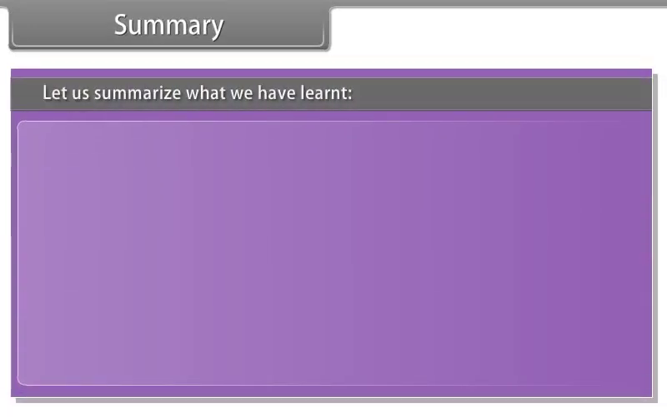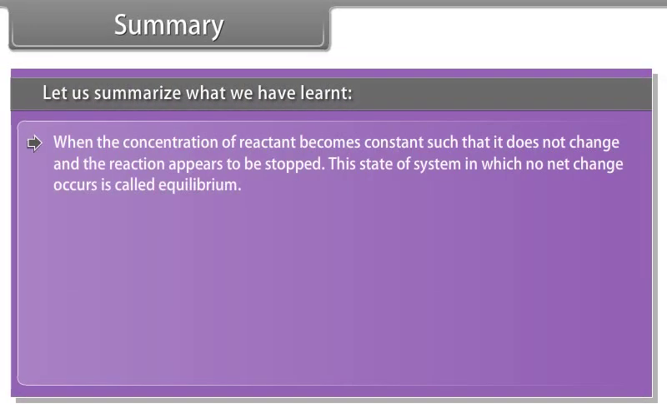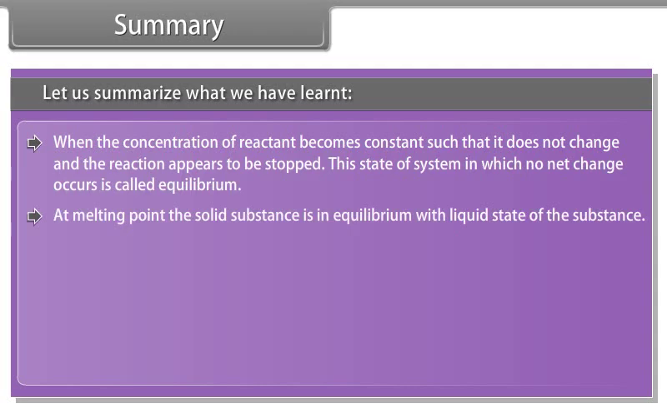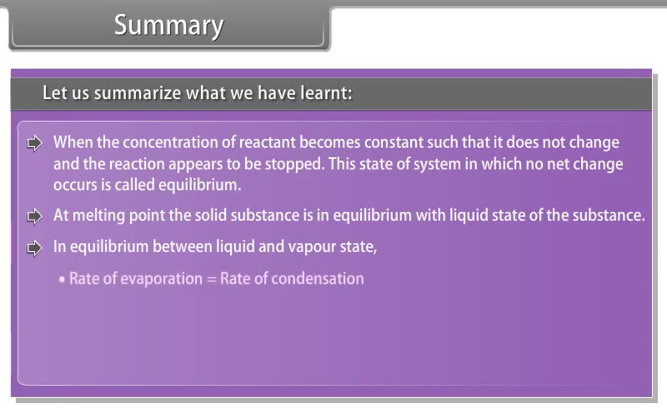Summary. Let us summarize what we have learned. When the concentration of reactant becomes constant such that it does not change and the reaction appears to be stopped, this state of system in which no net change occurs is called equilibrium. At melting point, the solid substance is in equilibrium with liquid state of the substance, and there is equilibrium between liquid and vapor state. Rate of evaporation is equal to rate of condensation.